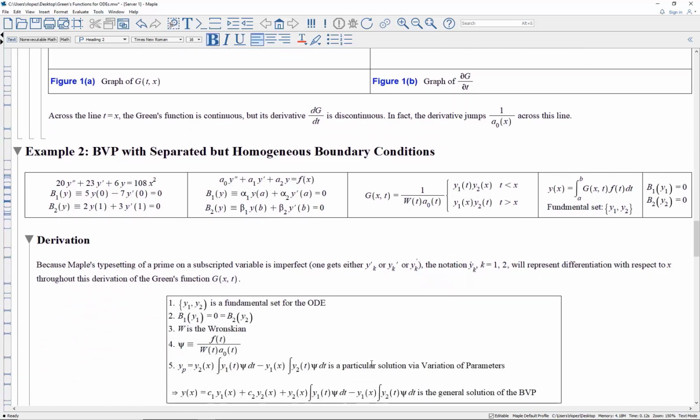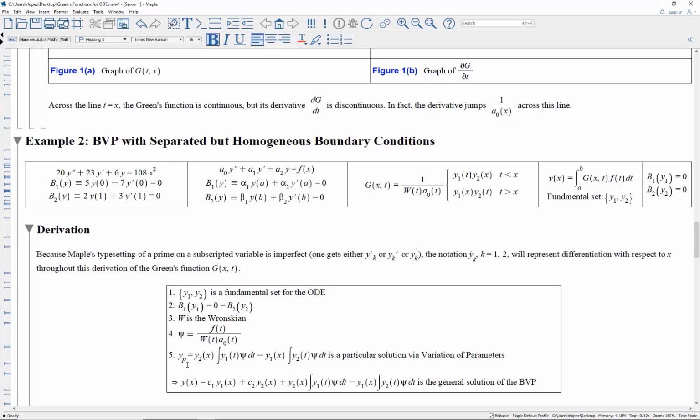What are the ingredients that we need here? y1, y2, a fundamental set for the ODE. y1 is chosen to satisfy the condition on the left. Remember, these are separated conditions, so it applies to the function y1, which satisfies the left boundary condition. y2 satisfies the right boundary condition. W is the Wronskian. Here's an abbreviation: F over the Wronskian over the leading coefficient. I'm just going to call that psi.